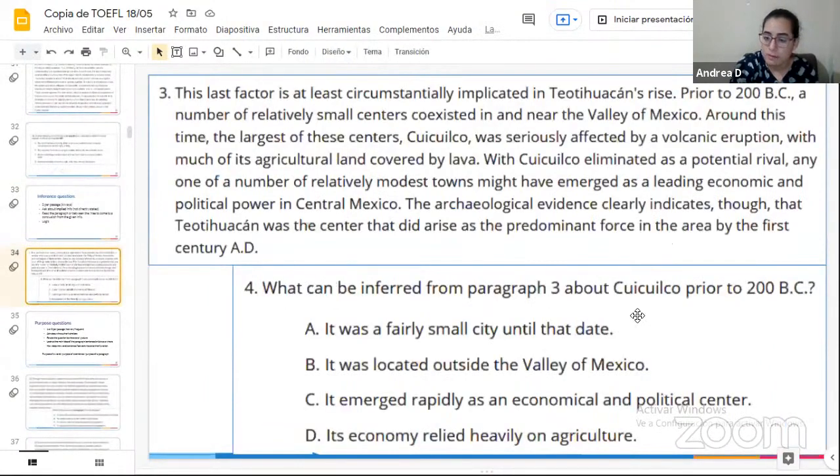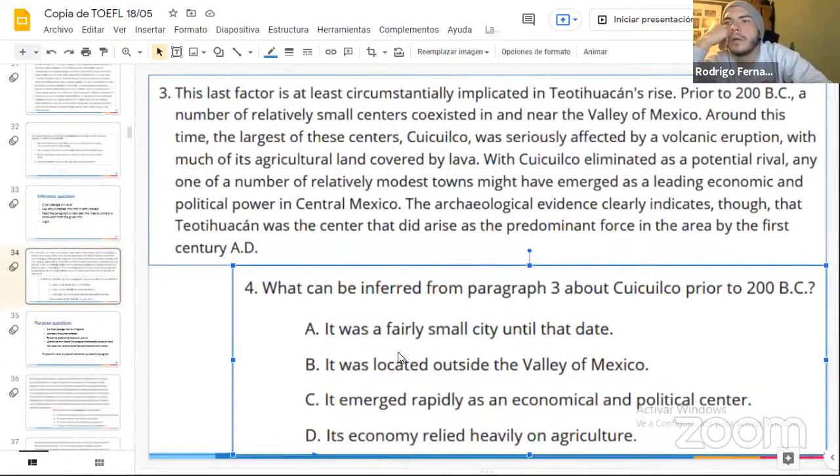Okay, so maybe, Rodrigo, do you mind reading the question for us? Yes. What can be inferred from paragraph 3 about Cuicuilco prior to 200 BC? A, it was a fairly small city until that date. B, it was located outside the Valley of Mexico. C, it emerged rapidly as an economical and political center. D, its economy relied heavily on agriculture.